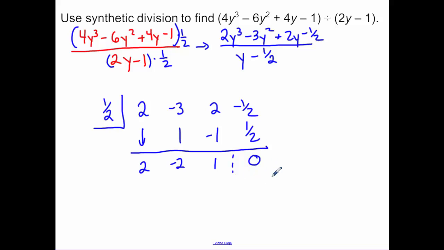So I have no remainder. That's actually kind of nice. I have no remainder there. So that means I started with a y cubed. Your answer is 1 degree less. So that's going to be a y squared minus a 2y plus a 1. Or a 2y squared minus a 2y plus 1.